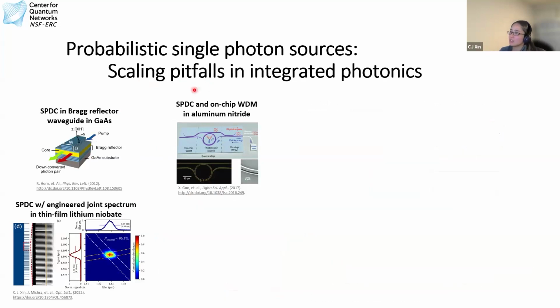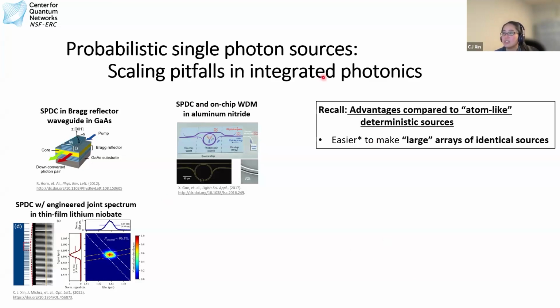And that hints at some kind of scaling pitfalls, or I think it is because of some kind of scaling pitfalls. For this, you can recall the advantages of a bulk probabilistic single photon source compared to atom-like deterministic sources is that it's easier to make large arrays because it's really easy to make these sources. You just kind of take a hunk of crystal, right?